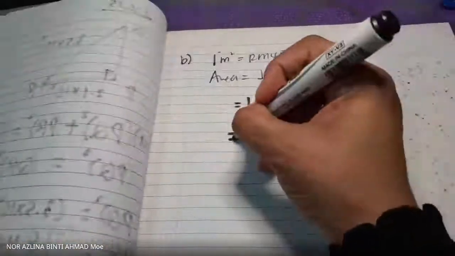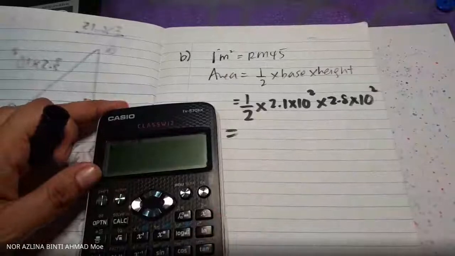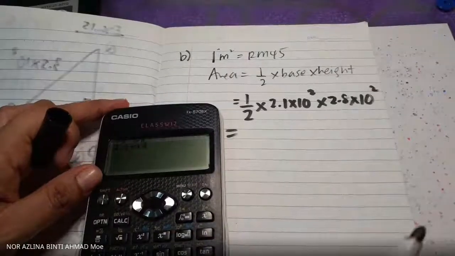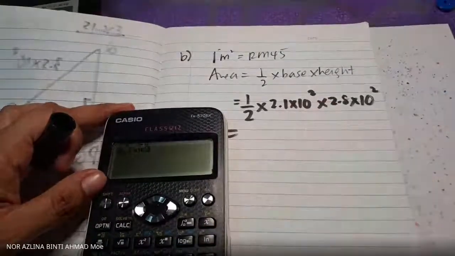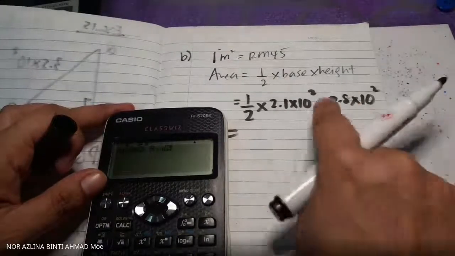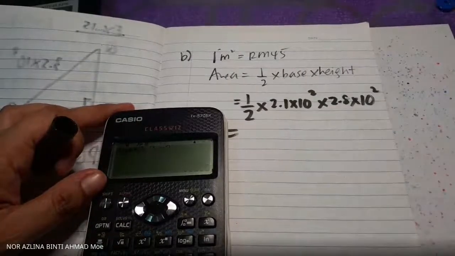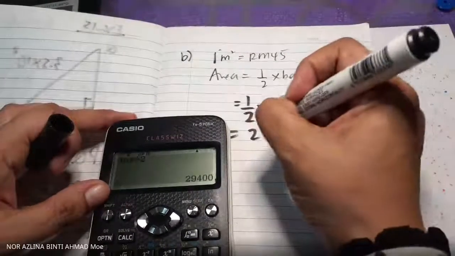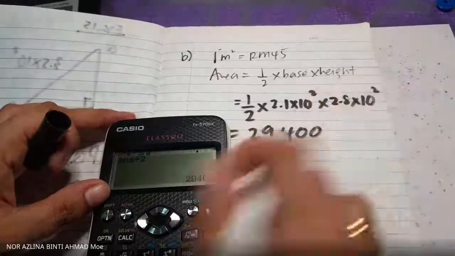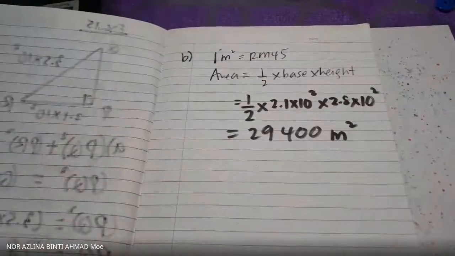So you can use your calculator. 2.1 exponent 2, times 2.8 exponent 2, divide by 2. So we get 29400. This is the area for the land.